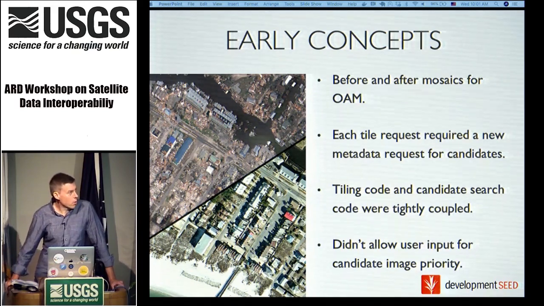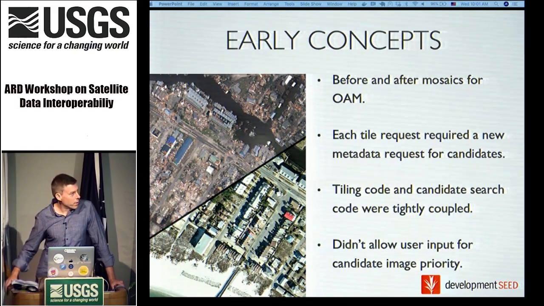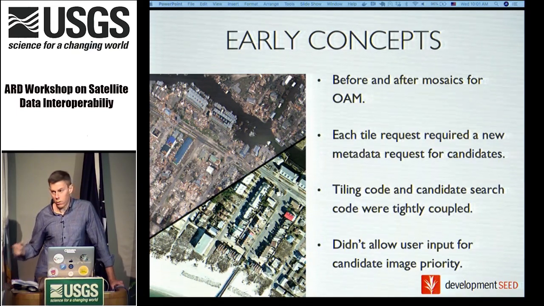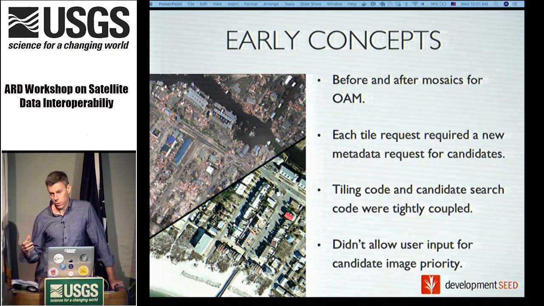So we built, using Marble Cutter, a way to basically map a query into the tiler so that we could dynamically tile images based on a date range, based on a location, based on some criteria. But the big problem that we had with that was that for every tile request, because these tile requests are completely stateless and everything is happening on the fly, every new tile request required a new metadata request.